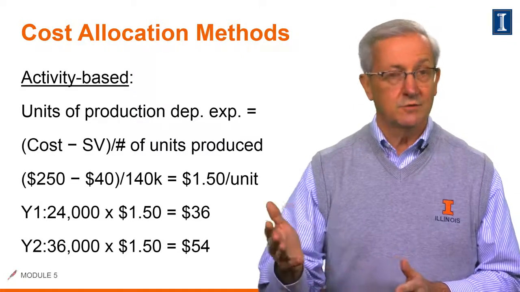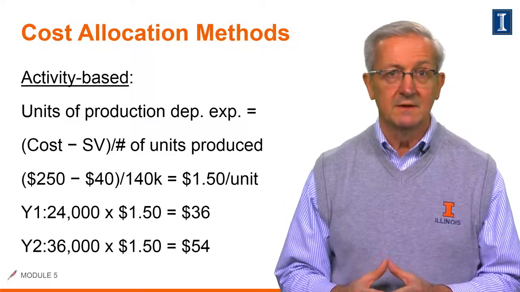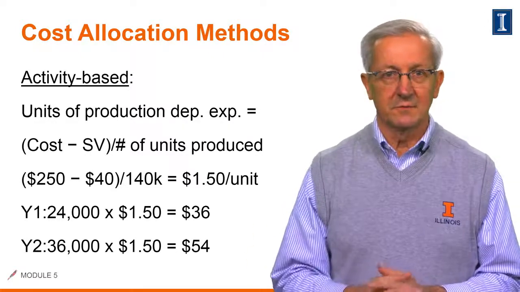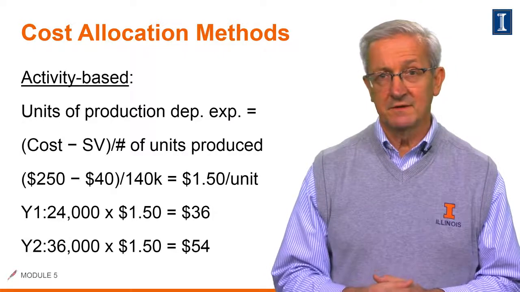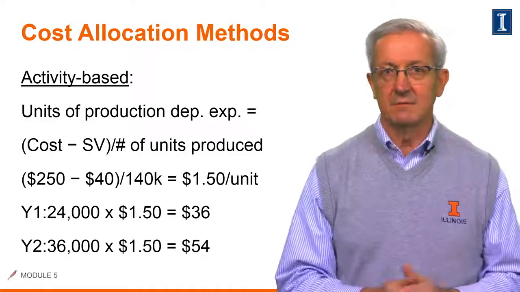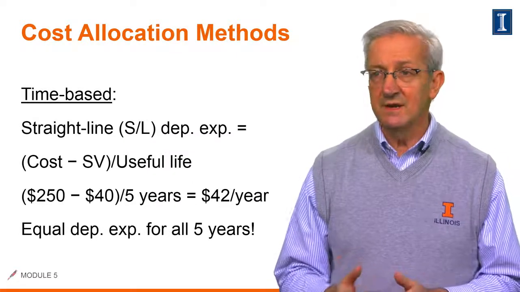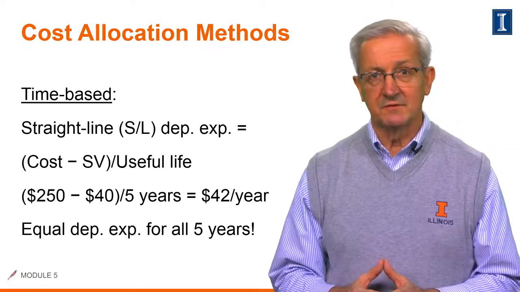So in year 1, if I actually produce 24,000 units, multiplying that times $1.50 gives us an expense of $36,000. In year 2, we produced 36,000 units. Again, multiplying it times that same $1.50 gets us to $54,000 of expense. As you can see by this method, the annual depreciation expense is in direct correlation to its activity level. Perfect matching principle.